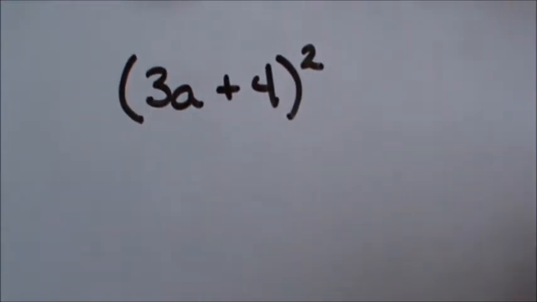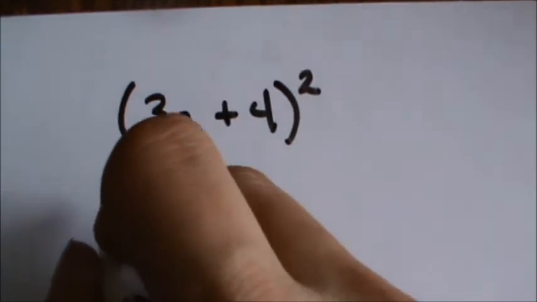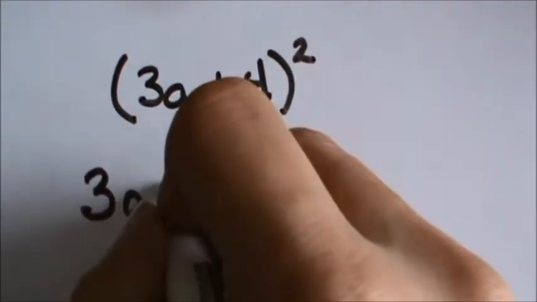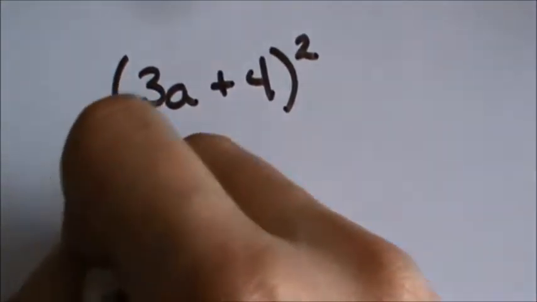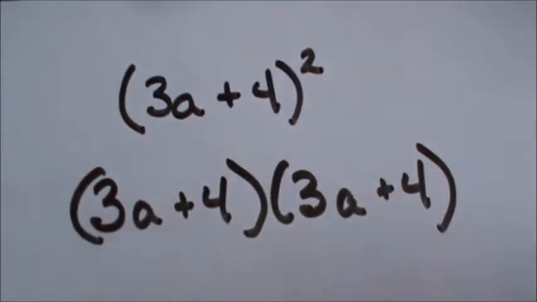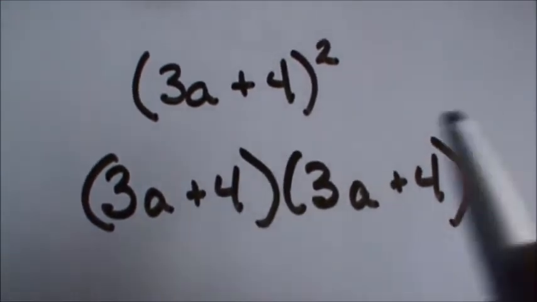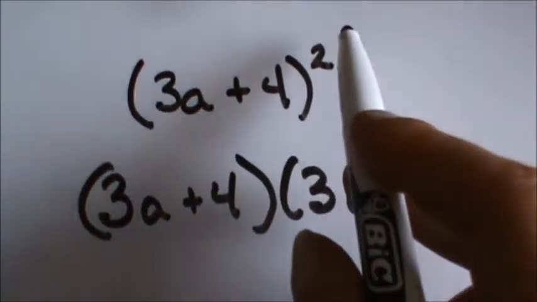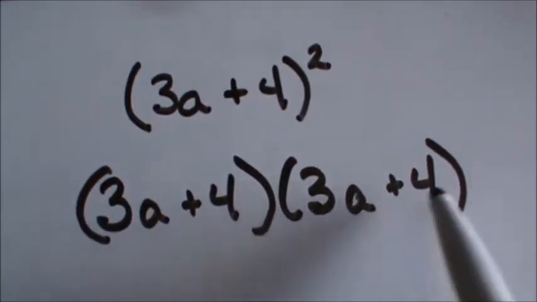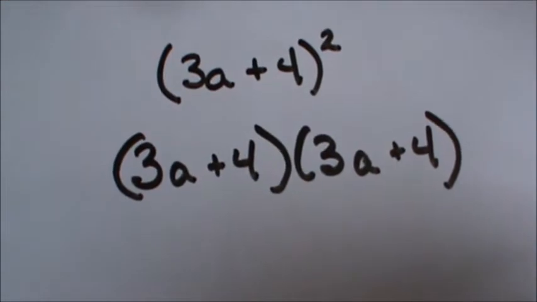The first way you can do this is rewrite it so that it looks like this. When you square something, you are really multiplying it by itself. 3 squared is 3 times 3. 5 squared is 5 times 5. So 3a plus 4 squared is going to be 3a plus 4 times 3a plus 4.